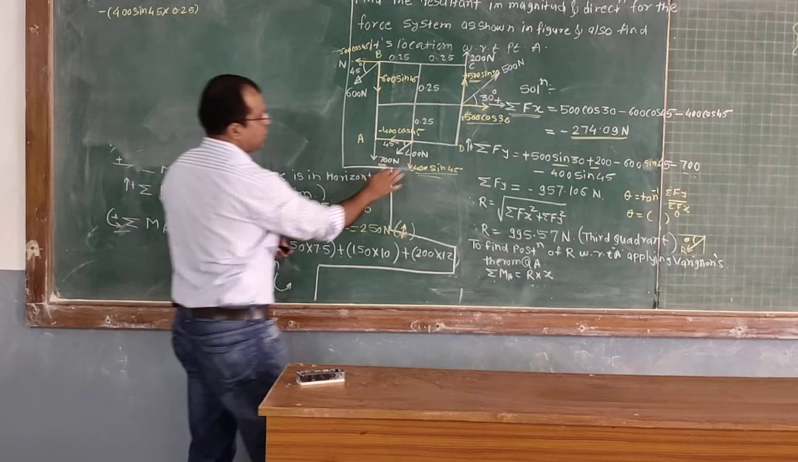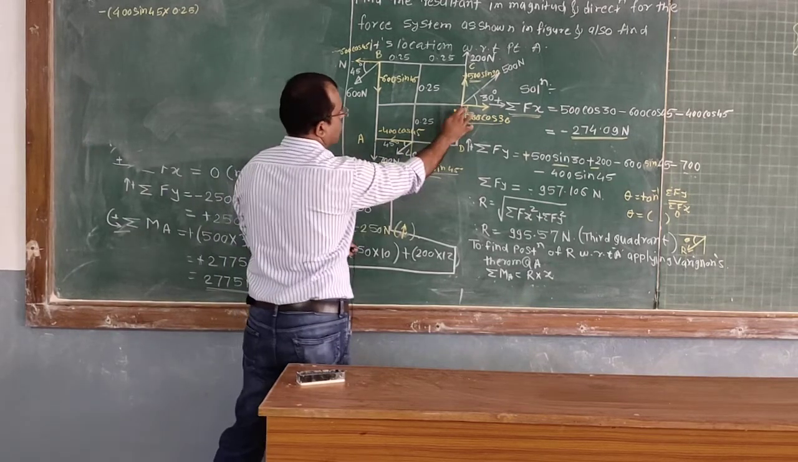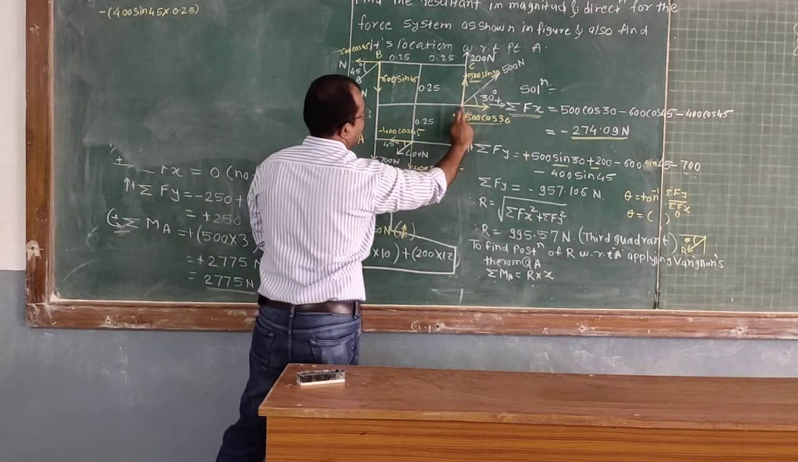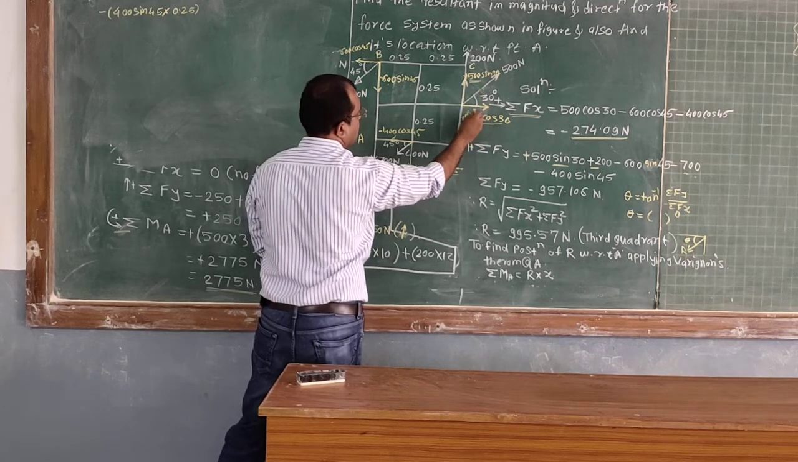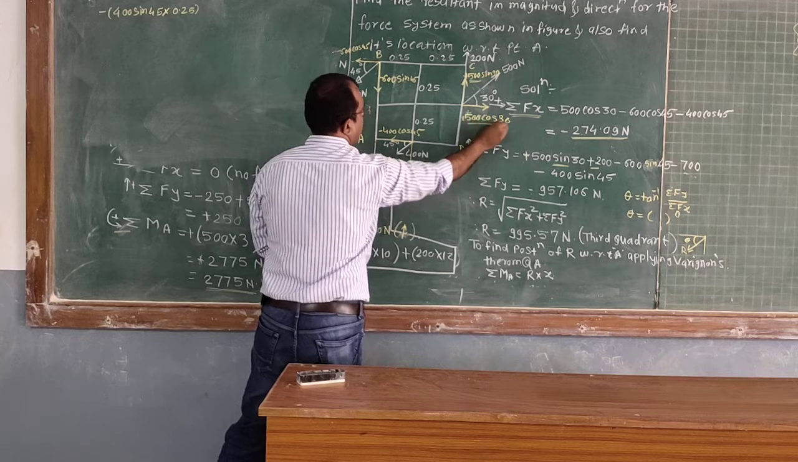Then next, this force is over. Now come towards this force, 500. At the same time we have to consider its two components. What is the first component? 500 cos of 30.